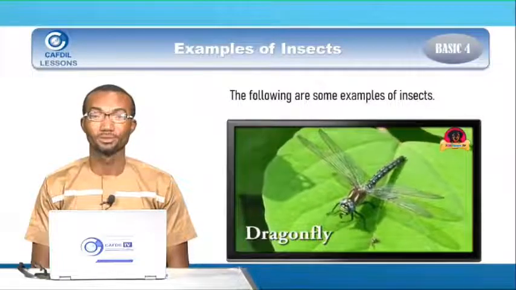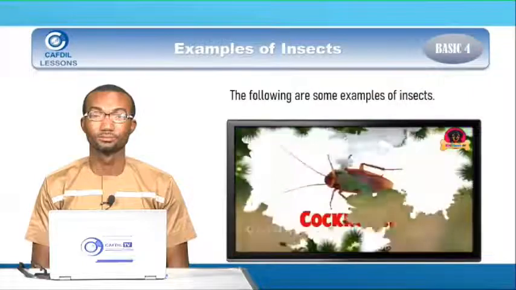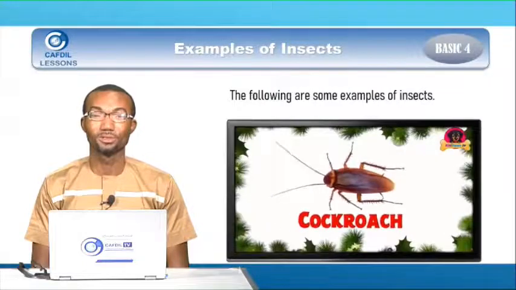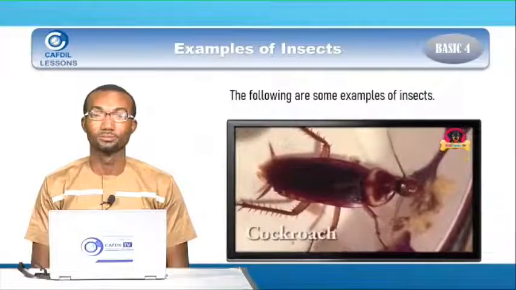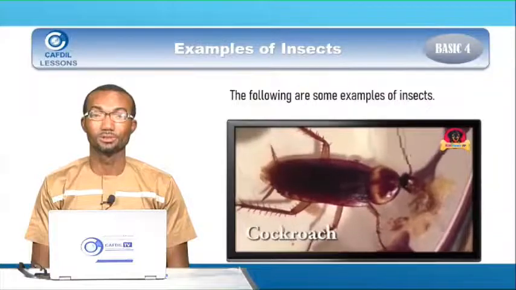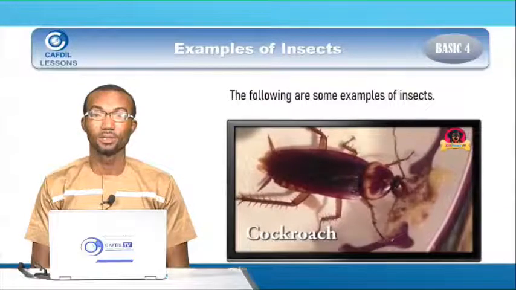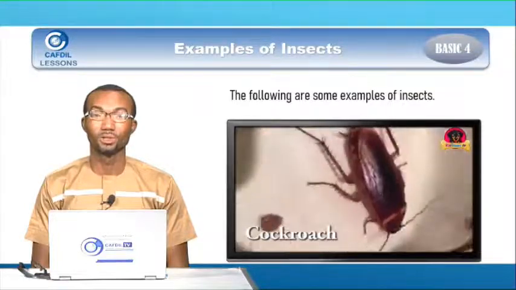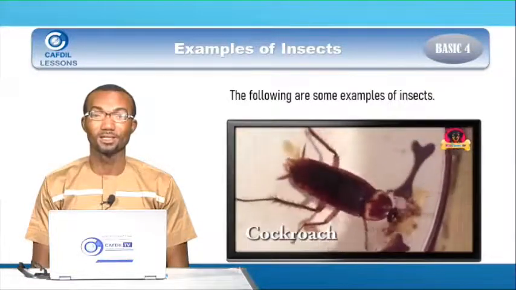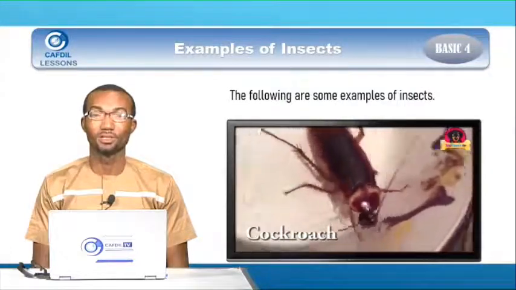Yes, we have the cockroach. They are always in our homes. So you see this cockroach. You leave your plate there, and they will come and finish the food for you. So a cockroach is also an example of an insect. We normally find them in our homes.